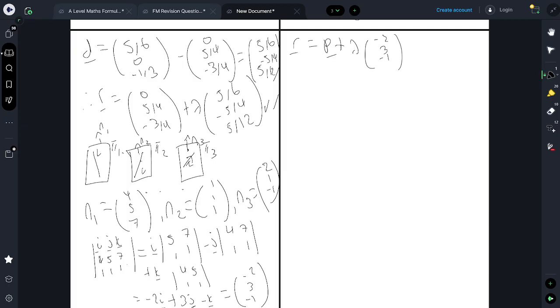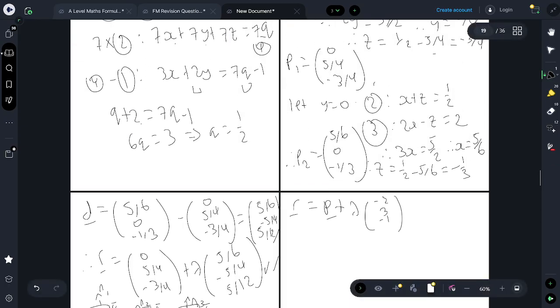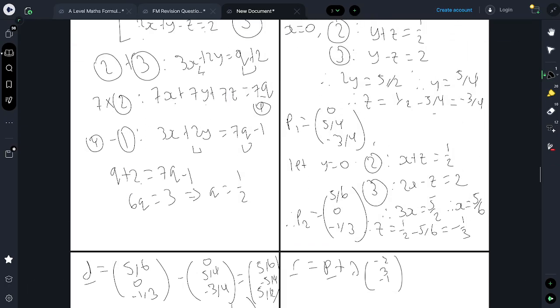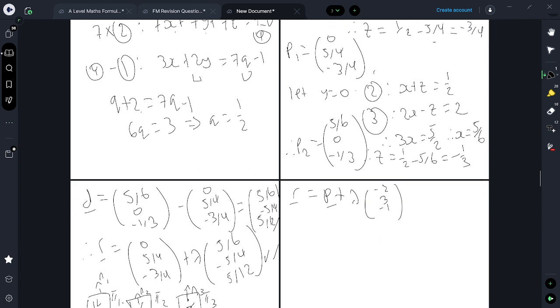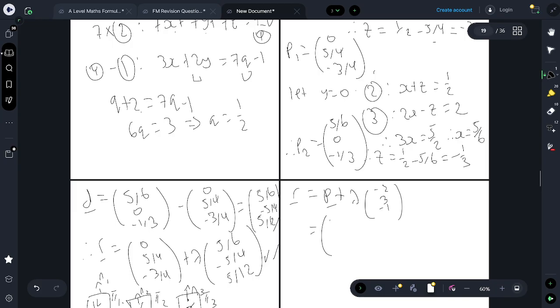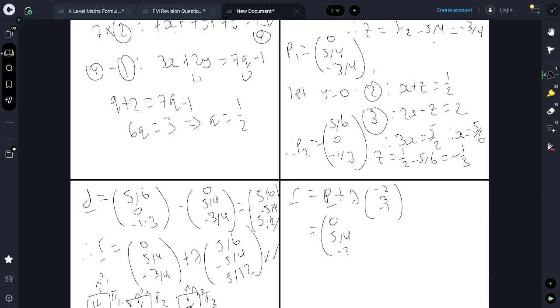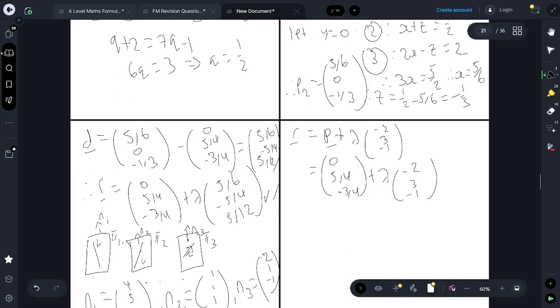And again, we could just pick a point. To find a point, you use the same method. You just say x is 0, for example, and then you get the point 0, 5 over 4, minus 3 over 4, okay? Plus lambda of minus 2, 3, minus 1. So that's an alternative way to do it.